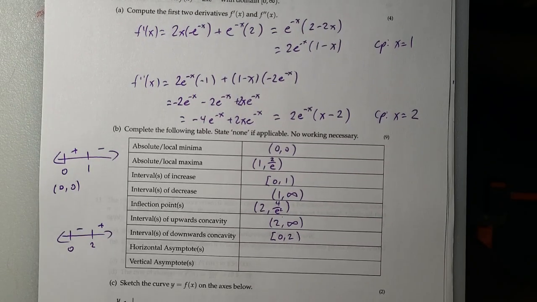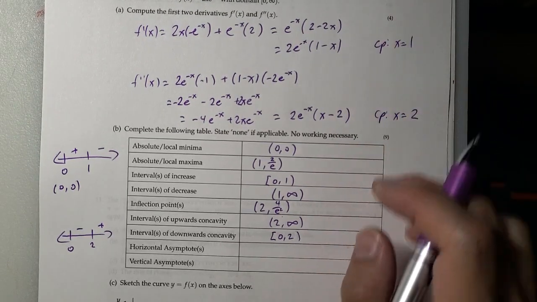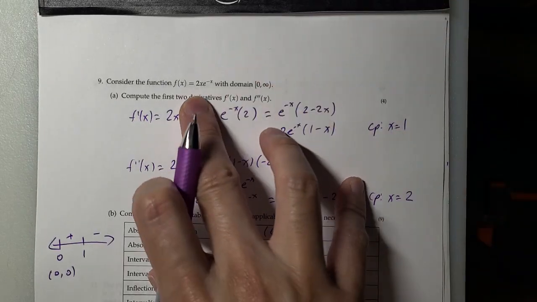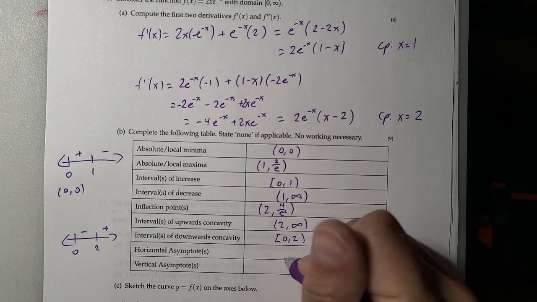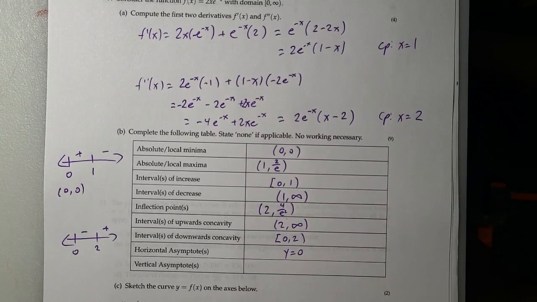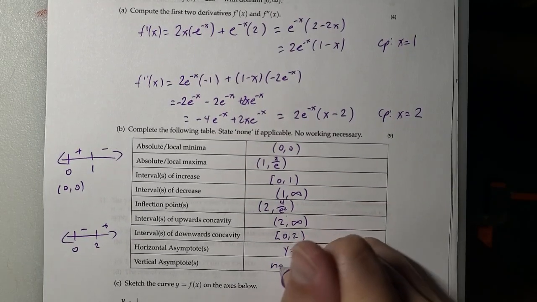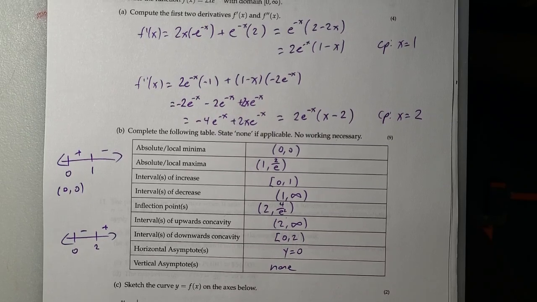Okay? Horizontal asymptote, we know that there is a horizontal asymptote because, remember we were saying e to the x, and that has an asymptote, so it should be y is equal to 0. Vertical asymptote, this has none. Okay?